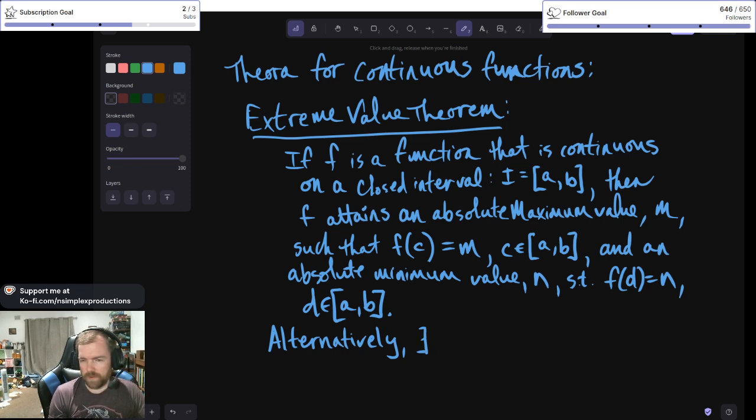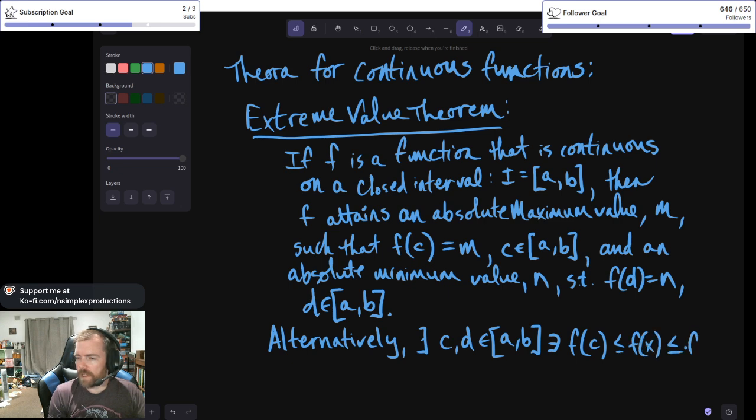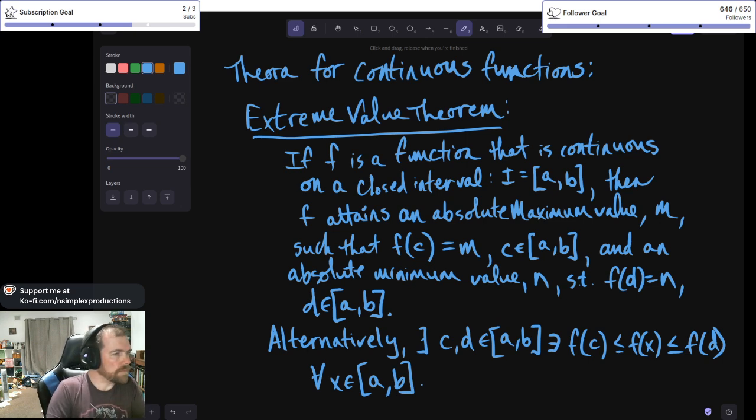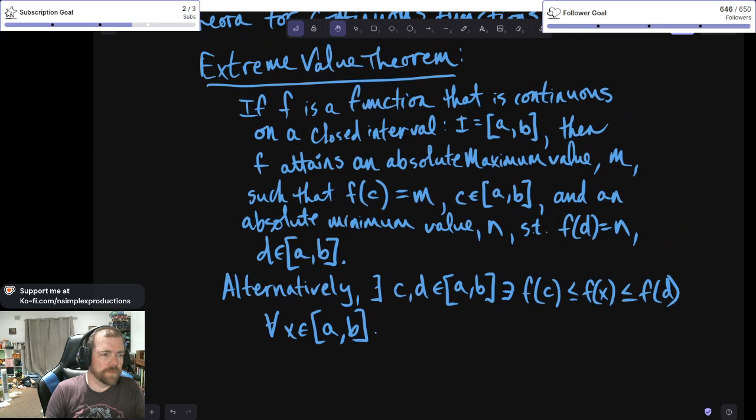Alternatively, there exist c and d inside of our closed interval A to B such that f at c is less than or equal to f at x is less than or equal to f at d for all x in the interval A to B. So our extreme value theorem is saying that there is going to be an absolute minimum and an absolute maximum somewhere on the closed interval A to B.